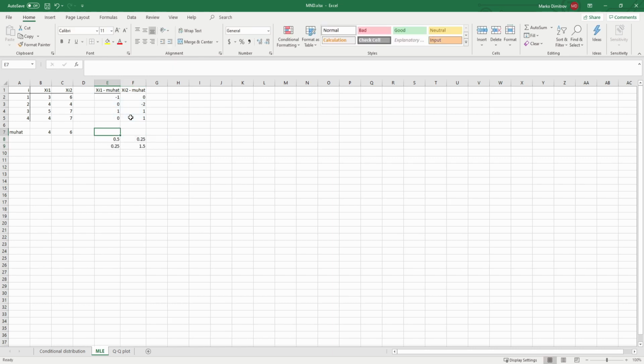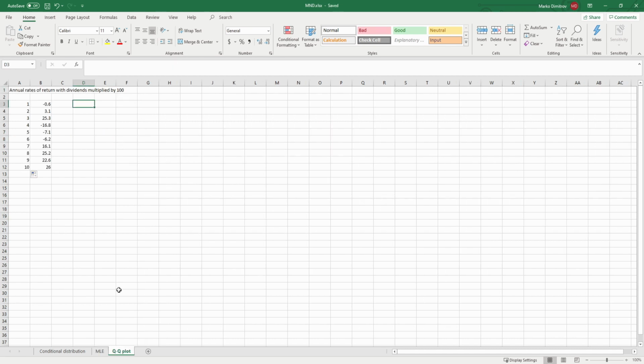So what we get is our covariance matrix, so our estimate. So this is just simple to show how it works. And the goal of the last exercise is to compute the QQ plot and RQ value. We'll see how and what they represent. So say that this is actually annual rates of return with dividends multiplied by 100, so that we connect this to finance somehow.